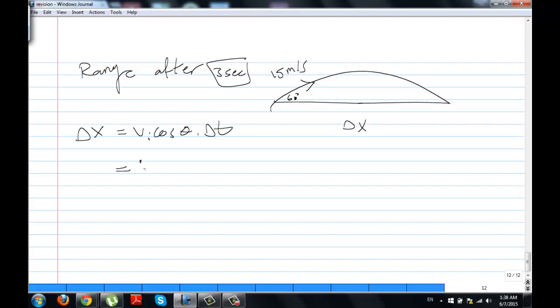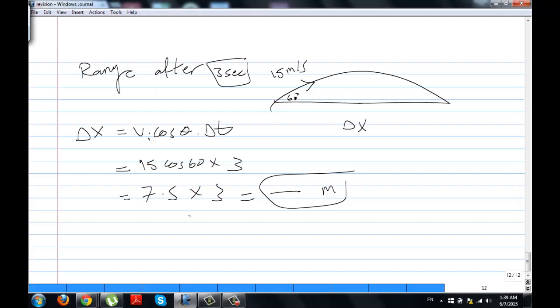So vi is 15 meters per second. Cosine 60 multiplied by 3. Cosine 60 is half. So this is 7.5. Half times 15 is 7.5 multiplied by 3. Get your answer in meters. This is a very direct question to get the delta x using this vi cosine theta delta t. So once you have an angle, this means that you are dealing with a projectile launched at an angle. You need to use the equation that describes the range at an angle.